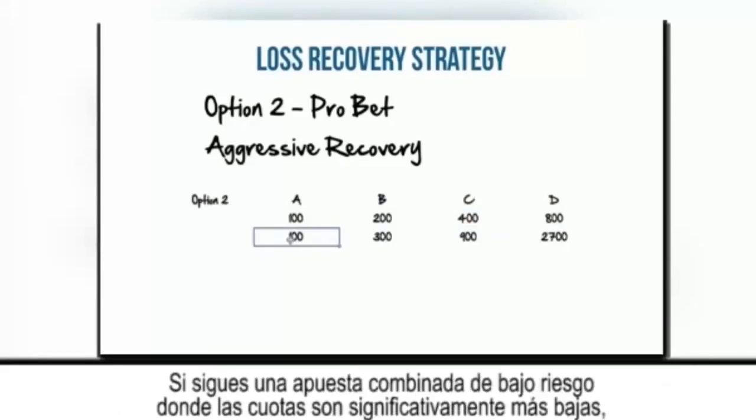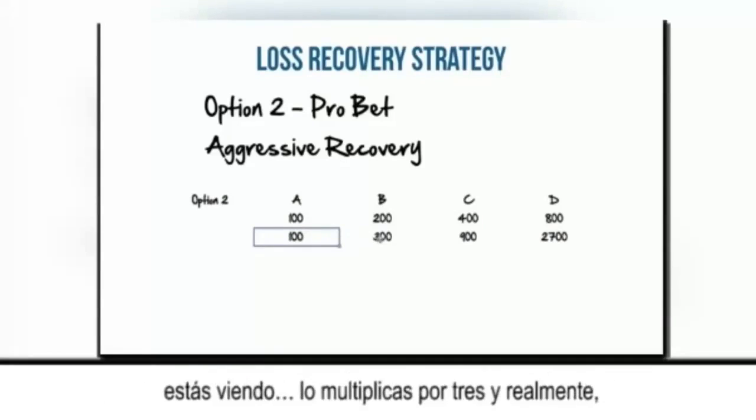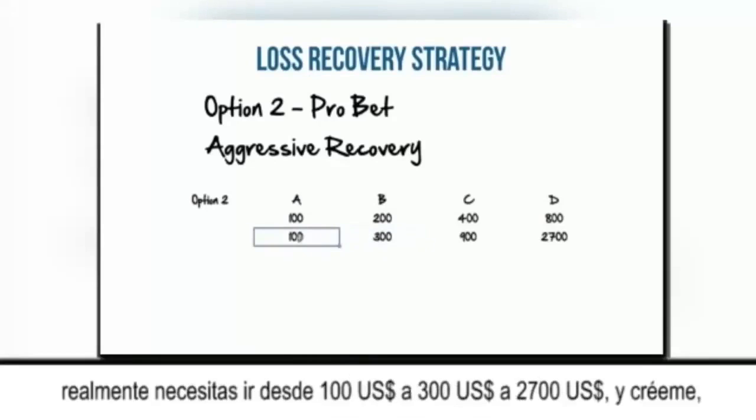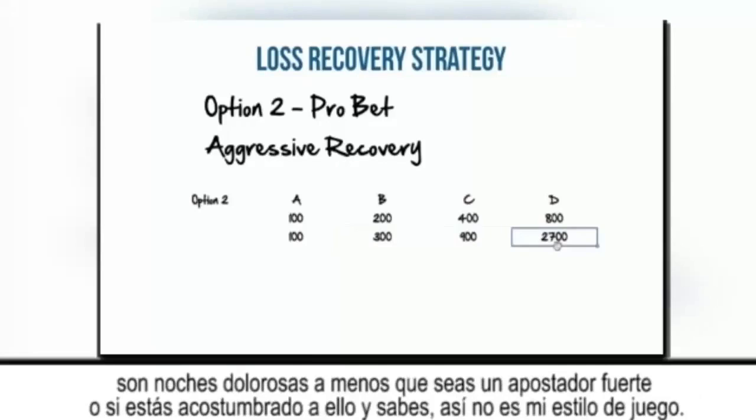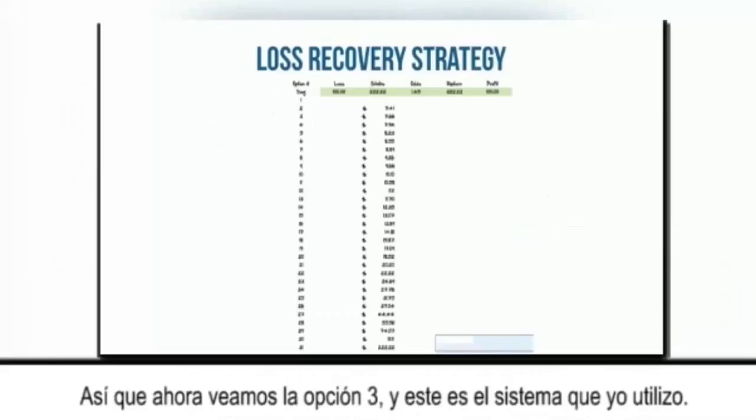If you've got a low risk calculated parlay where the odds are significantly lower, and this is what I use, just to recover, you're looking at timesing it by 3 really. You really need to go from a $100 bet to a $300 bet to a $900 bet, $2,700 bet, and believe me, they are painful nights, unless of course you're a high roller or you're used to it, which is not my game. So now let's look at option 3, and this is a system that I use.